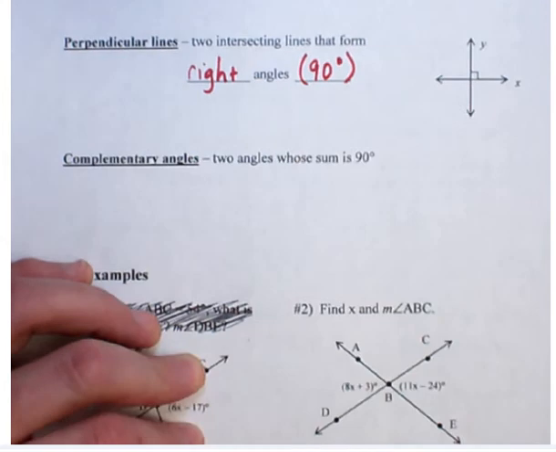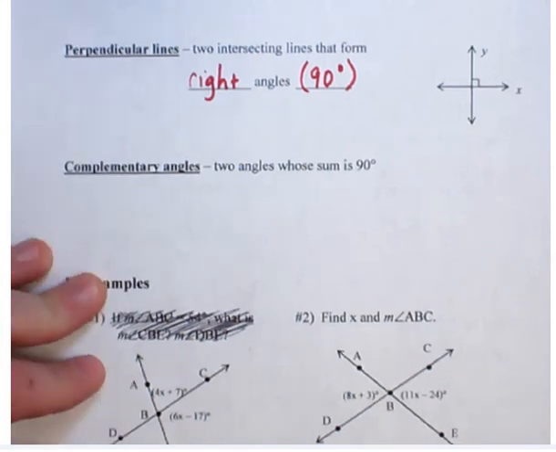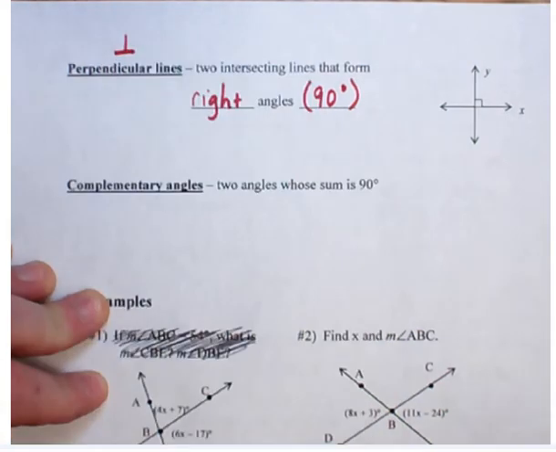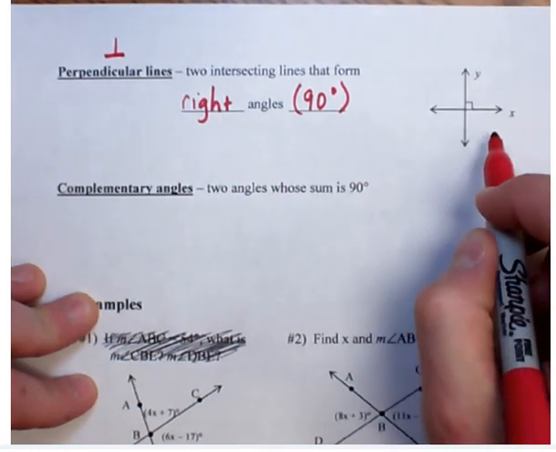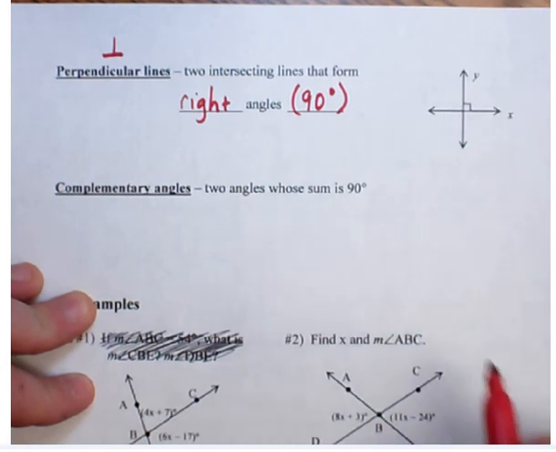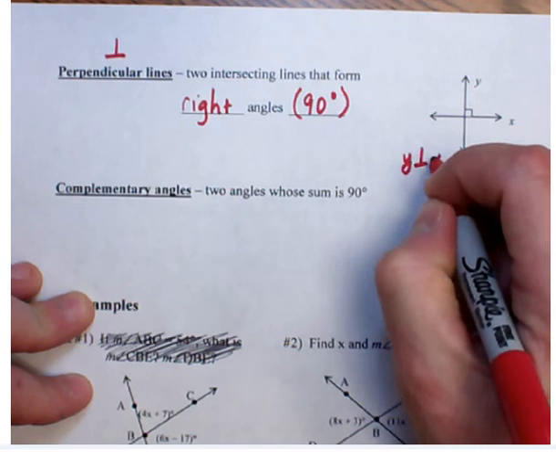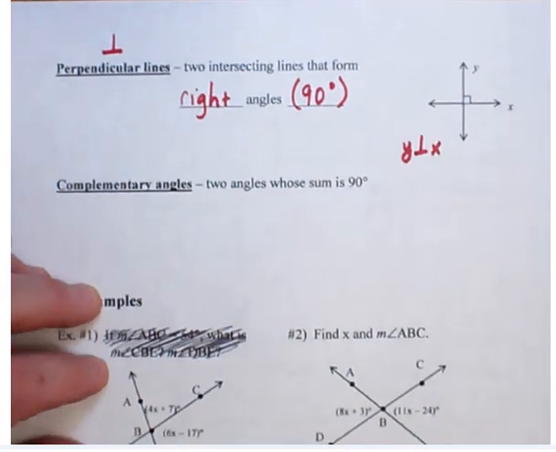Right angles always measure 90. So that tells you something, that gives you information that might help you to solve a problem. The symbol for perpendicular lines, for perpendicular, is an upside down T. It is an upside down T. So in the picture on the right, you have line Y, you have line X, and what we could say here is that line Y is perpendicular to line X. That's what that means. Perpendicular lines, 90 degrees.